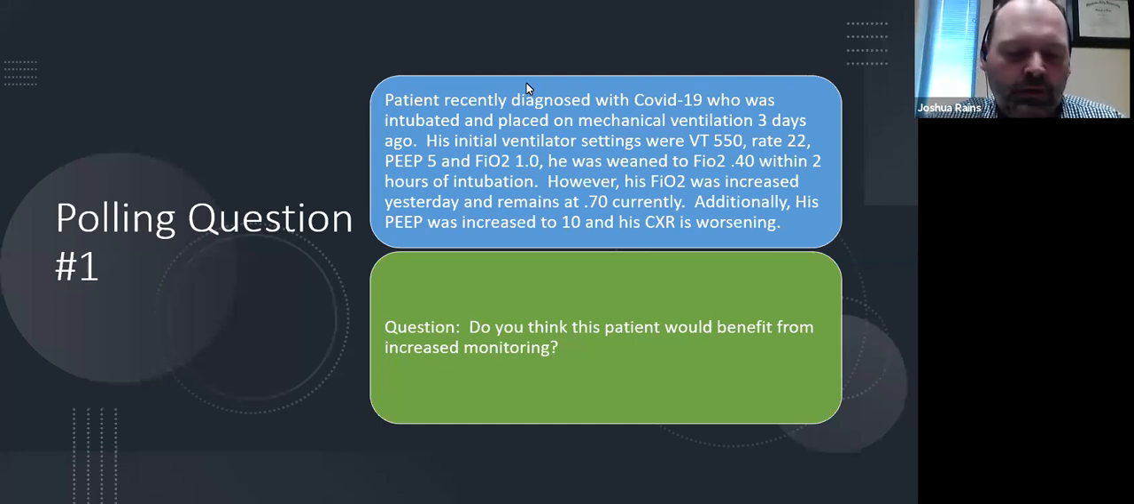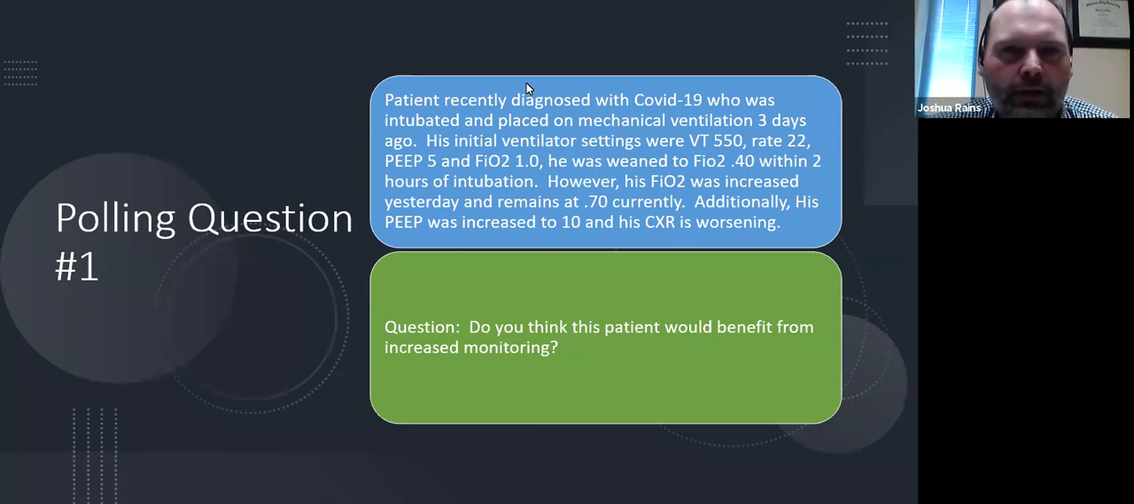Well, thank you guys for participating in that. Overwhelmingly, we had yes votes. I know that that's an oversimplistic example, but I think this patient would benefit from increased monitoring. I certainly don't think it would hurt.